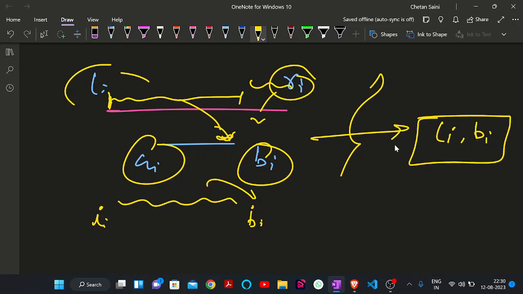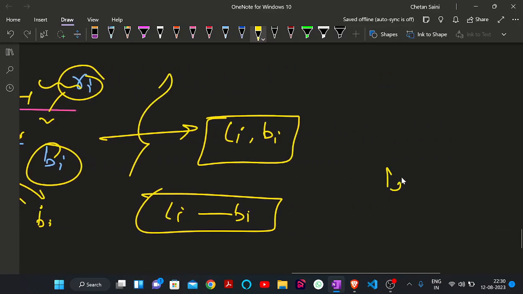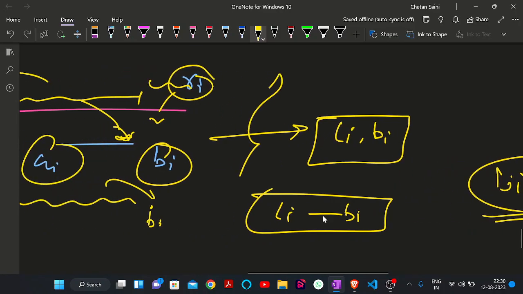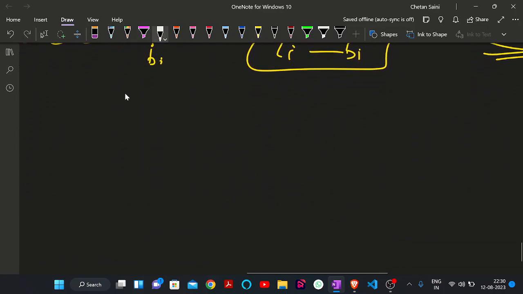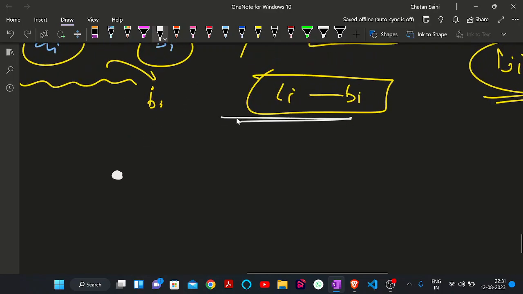So now we do not have 4 points for a segment. We only have 2 points, representing that segment from Li to Bi. I hope you are all clear on why we cancel out the Bi plus 1 to Ri segment. After that, just think that we have been given a point and we want to find how many teleports we can do. For that, every segment now has only 2 points.